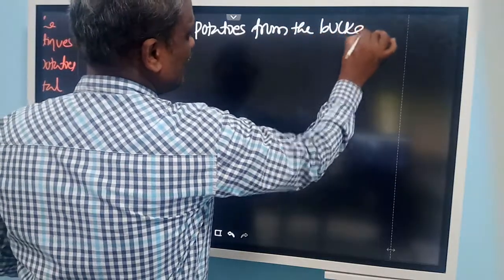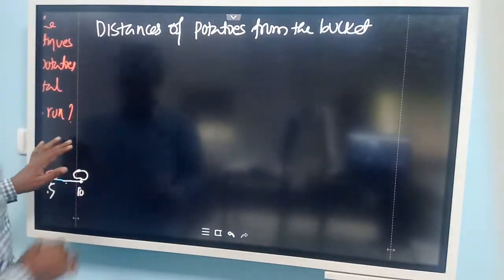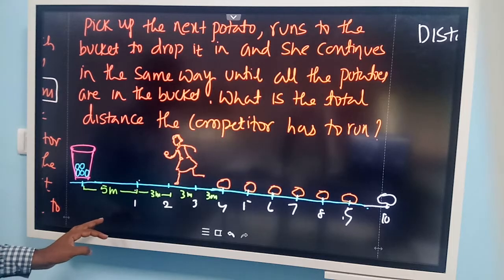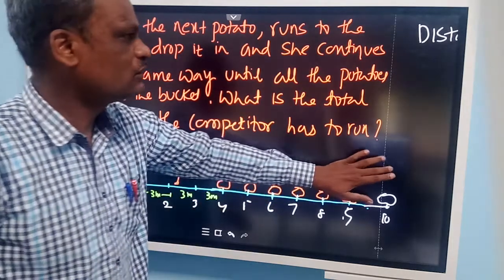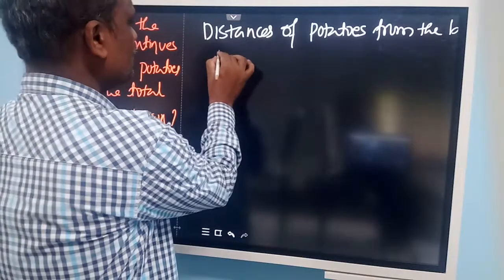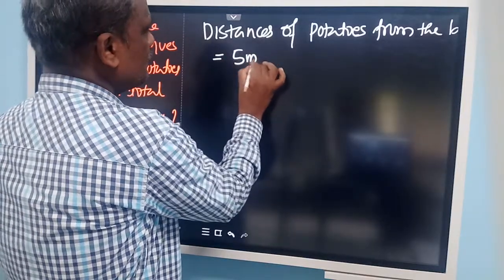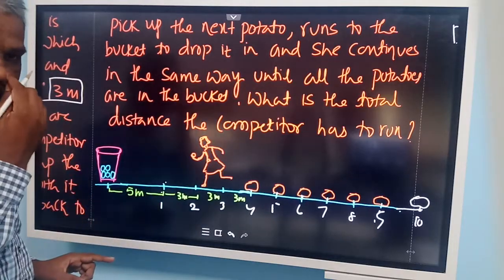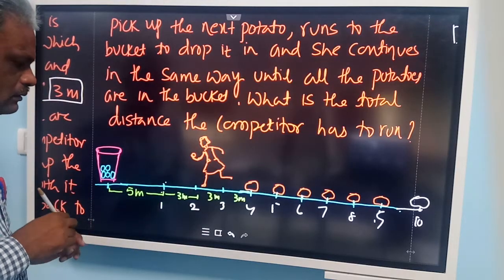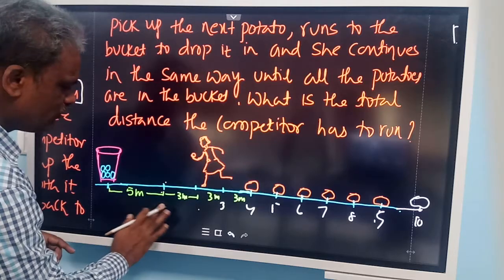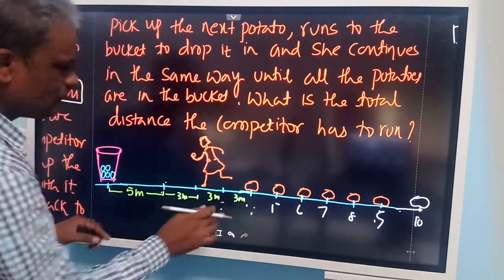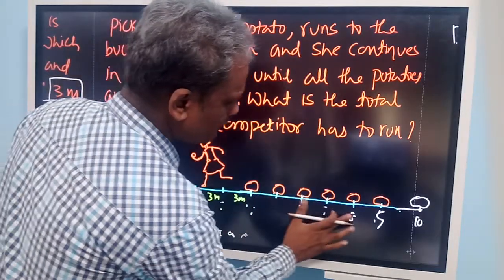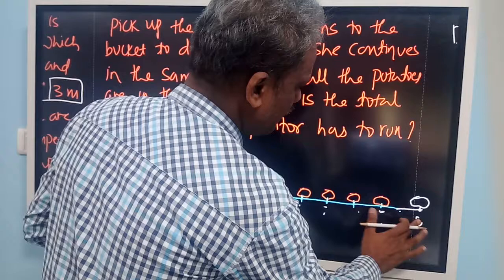So let us calculate now. What is the distance of the first potato from the bucket? 5 meters. So you can write here, it is equal to 5 meters. Then the second potato, at what distance is it placed from the bucket? 8 meters, 5 plus 3, which is 8. Don't look at this 5, 6 again. It is not the number of potatoes or the distance. It is only the number of potatoes there.